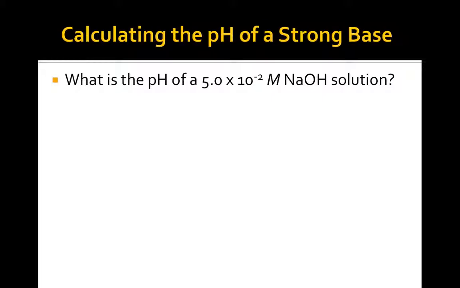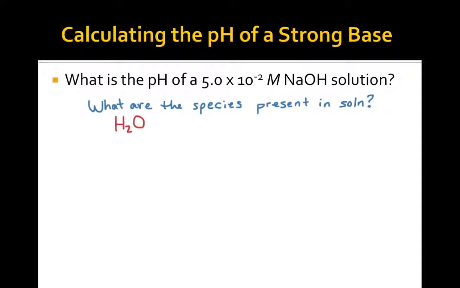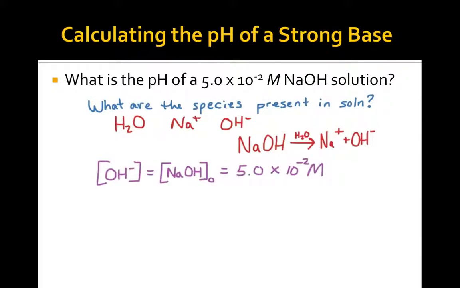So how would you calculate the pH of this strong base solution? 5.0 times 10 to the negative second molar sodium hydroxide. First of all, which species are actually present in the solution? Since sodium hydroxide, a group 1 hydroxide, is a strong base, it will completely dissociate, so it will form sodium and hydroxide ions in solution. As a result, the molarity of the hydroxide ions will be 5.0 times 10 to the negative second.